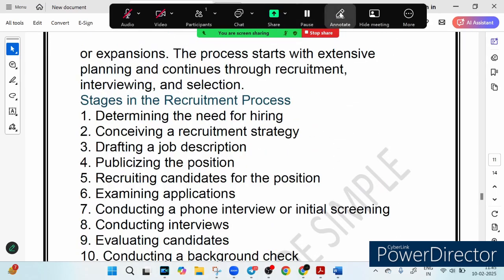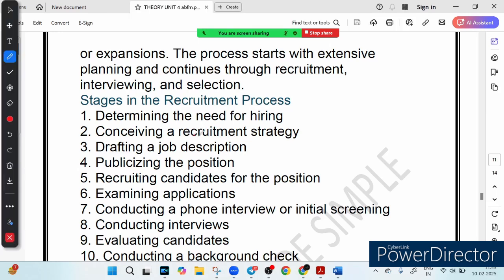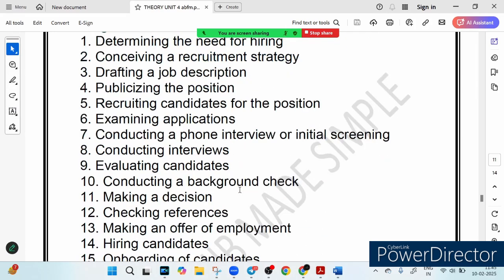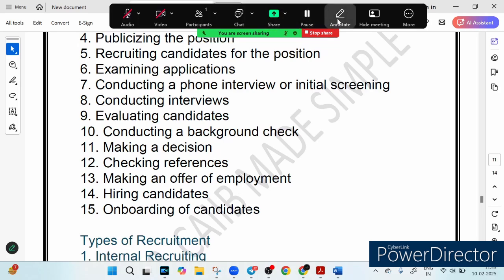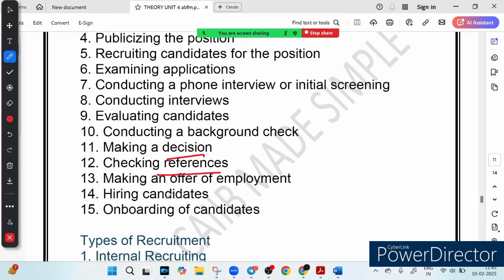First of all, you determine that there is a need for hiring. Then you conceive a recruitment strategy. You draft a job description. You publicize the position. You recruit candidates for the position. You examine their applications. You conduct a phone interview or initial screening. Then you conduct interviews. You evaluate candidates. Then you conduct a background check. You make a decision. And finally, checking references, making an employment offer, hiring the candidate, onboarding of the candidate. So these are the steps of the recruitment process.